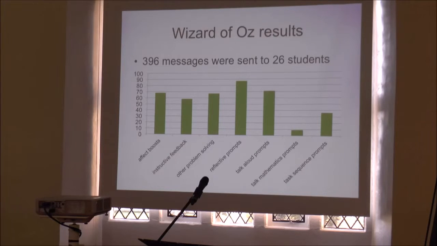But because we're looking at the level of feedback provision, the transactions are much more. So we have about 400 messages that were sent to these students, and this is the distribution of the various types of feedback that the wizards chose to provide as the student is working with the system. What we're interested in doing from that, at the very minimum, is that this helps us train the system, as I'll explain in a minute.